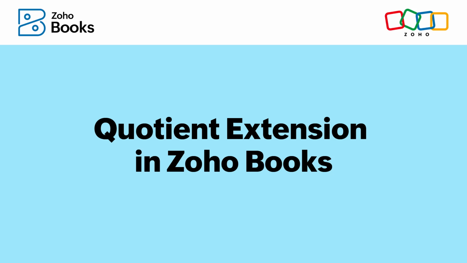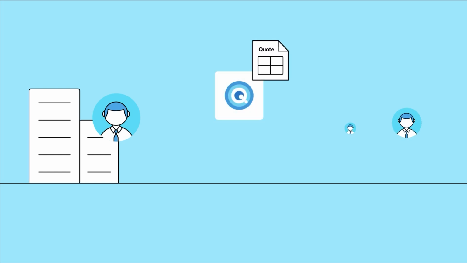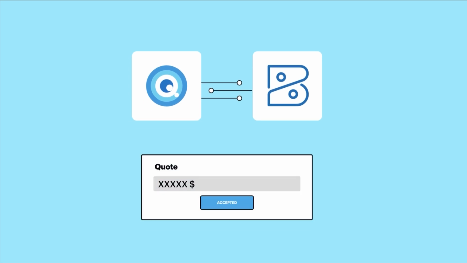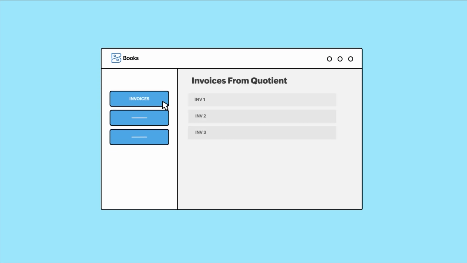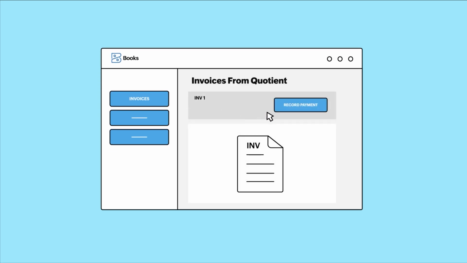In this video, we will see how the Quotient extension works in Zoho Books. Let's say you're a business owner who uses Quotient to send customized quotes to your partners. By integrating Quotient with Zoho Books, when a partner accepts a quote in Quotient, it is automatically converted and pushed into Zoho Books as an invoice. After that, you can record the payment for the invoice in Zoho Books, whether online or offline.